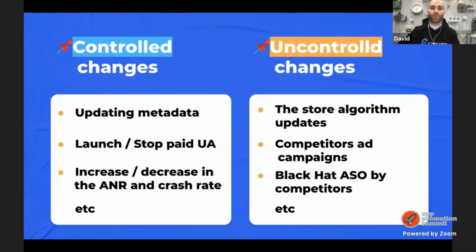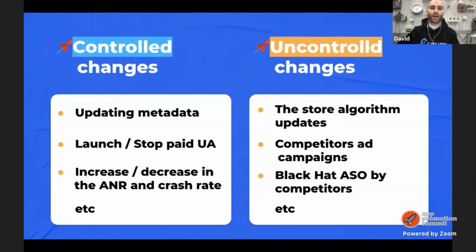There are 2 types of factors that affect the change in Search Visibility Index and search visibility in general. Controlled changes, which are provoked by targeted activities, and uncontrolled, provoked by external activities. And changes can be both for better and for worse. So if we're talking about controlled changes, we can say that they might be, for example, updating metadata, launching or stopping a paid UA campaign, an increase or decrease in the ANR and crash rate, and so on. So everything that you can control by yourself.